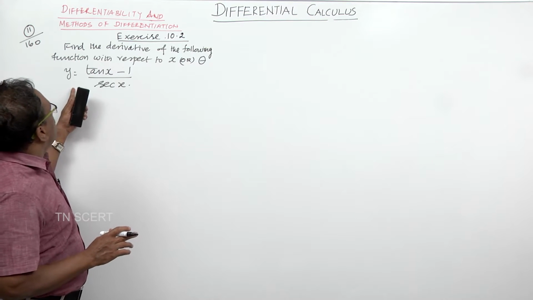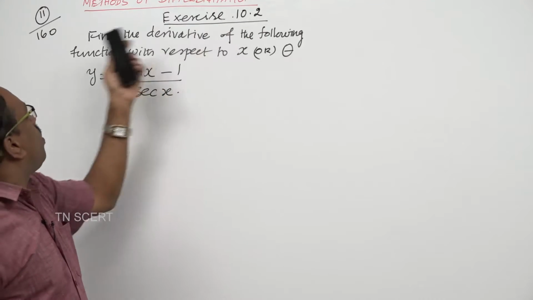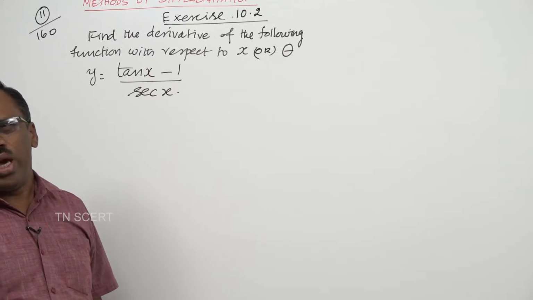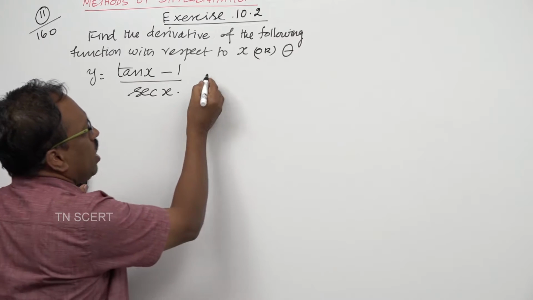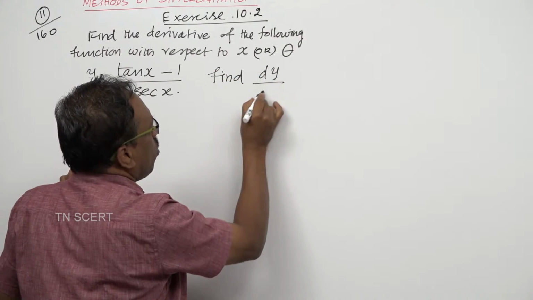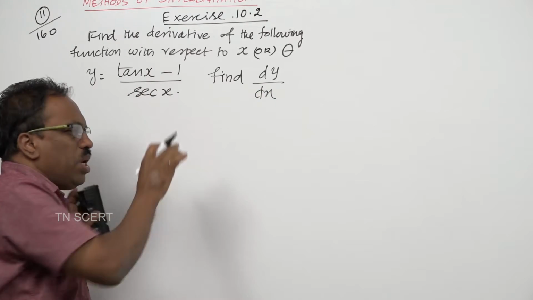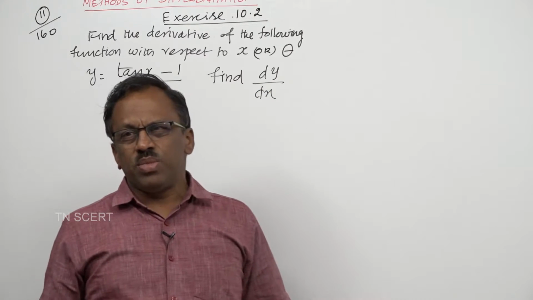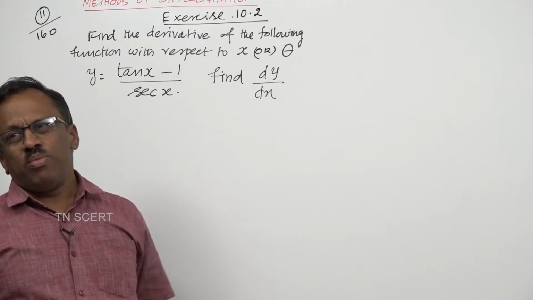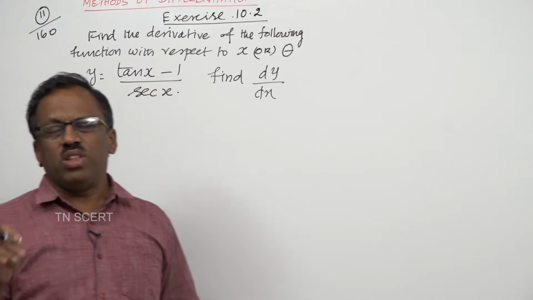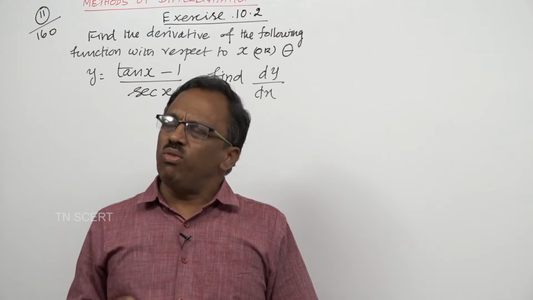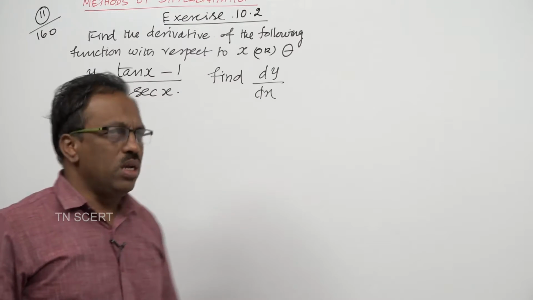So here the problem is in exercise 10.2, problem number 11. What is it? Find the derivative of the given function y. That is nothing but find dy by dx. Some functions may involve theta or t, and that is why we say with respect to x or theta. But this function involves x, so the domain is x, and we are calculating dy by dx with respect to x.